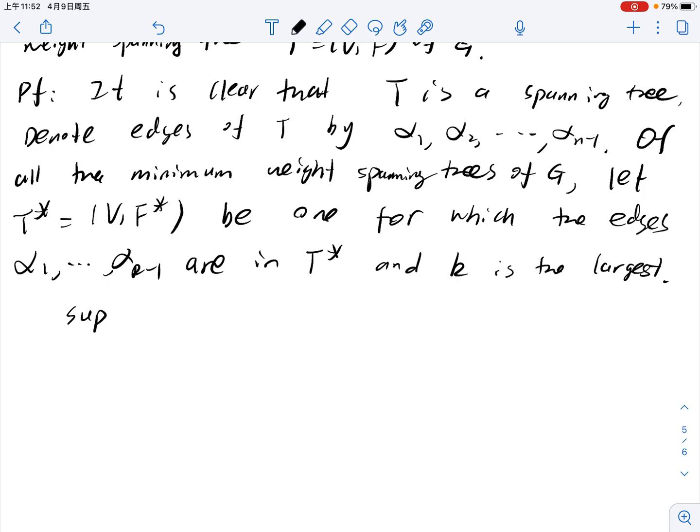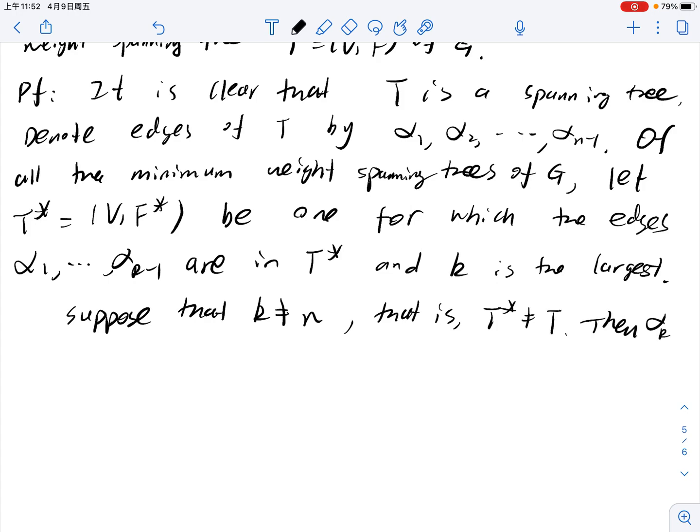Then suppose that k is different from n. If k is n, we're done. So in other words, T* is different from T. Then alpha_k is not in F*.